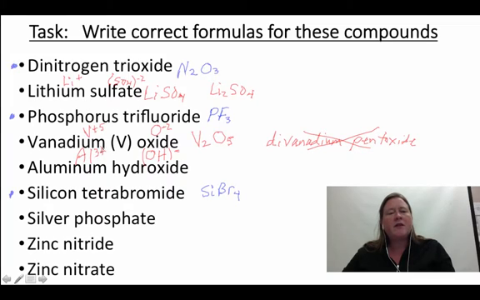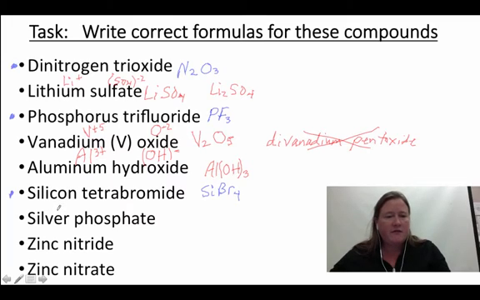Now, if aluminum has a +3 charge and this hydroxide has a -1 charge, I need 3 hydroxides. A common mistake is for students to write it without parentheses. That is not saying that you have 3 hydroxides. We have to put that in parentheses. Now we have 3 hydroxides. So Al, parentheses OH, and parentheses 3.